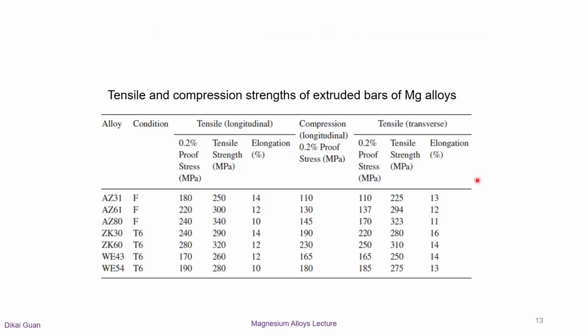This table lists the tensile and compression strength of extruded bars of magnesium alloys. For AZ alloys, tensile yield strength obtained from a direction perpendicular to the extrusion direction is 30 to 40% lower than that measured in the extrusion direction. In comparison, the difference for ZK alloys is significantly smaller, particularly when the alloy has a higher alloy content and is in the T6 condition.